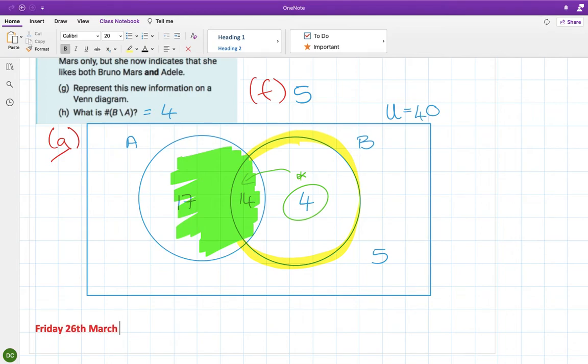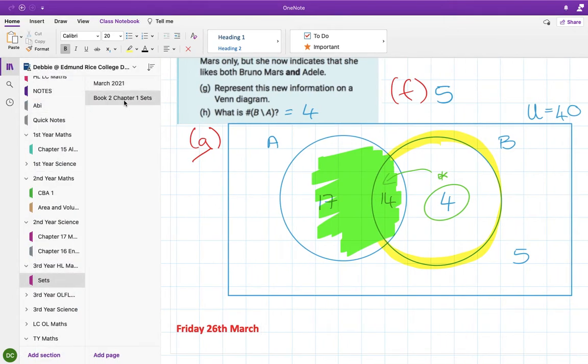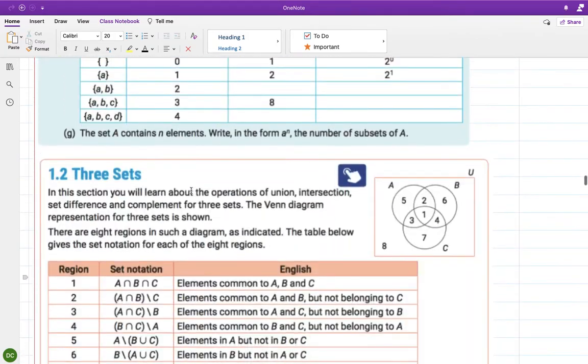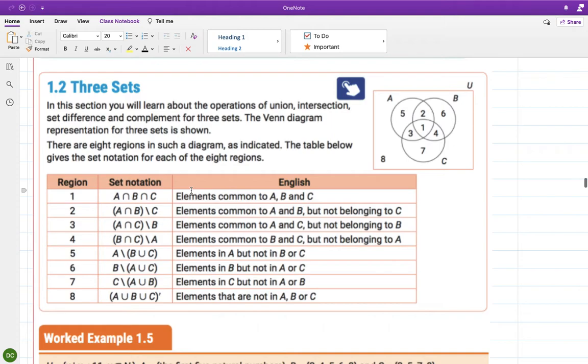Friday the 26th. Okay, so we will go in and have a look at our higher level sets. Here we are. Okay, 3 sets. Now, this bit here is so important, okay? So what it does is it gives you all of the sections of a 3-way Venn diagram and it explains the notation, I suppose, connected with it. Okay, so we'll just go through each one.